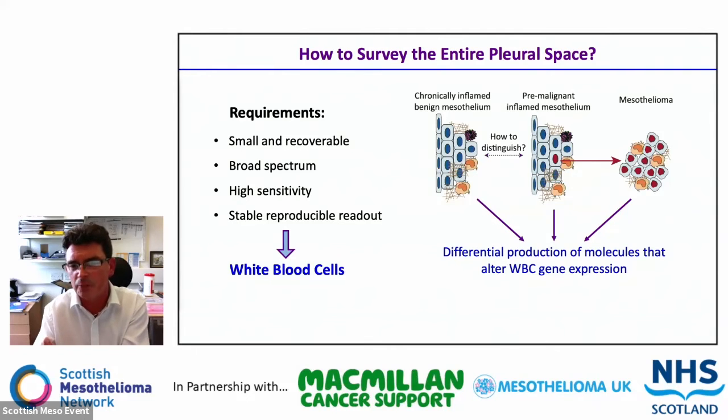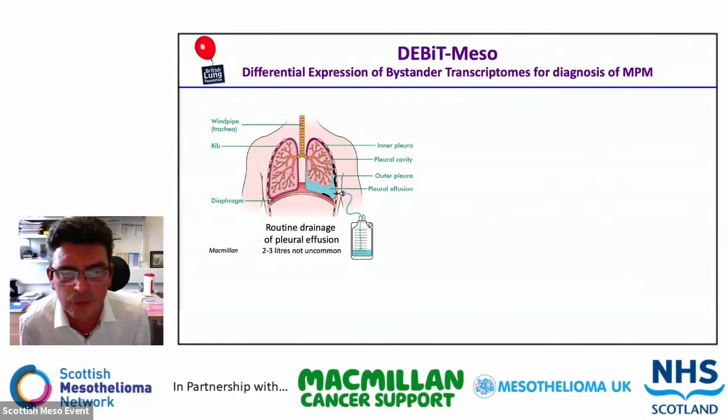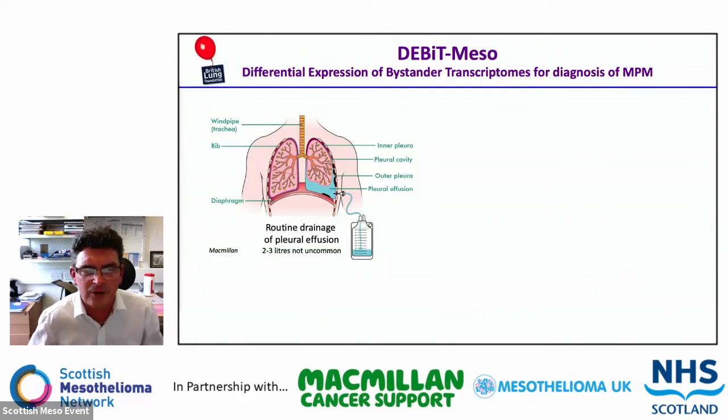And then on top of that, going the full distance to full-blown mesothelioma. So these three disease states are all going to produce a different pattern of molecules that they express and secrete into the pleural space that have the potential to alter white blood cell gene expression. And so our plan moving forward, and this is a grant that has recently been funded by the British Lung Foundation, now Asthma UK British Lung Foundation, we call it DEBIT-MESO. The idea here, DEBIT-MESO, stands for the differential expression of bystander transcriptomes for diagnosis of malignant pleural mesothelioma.